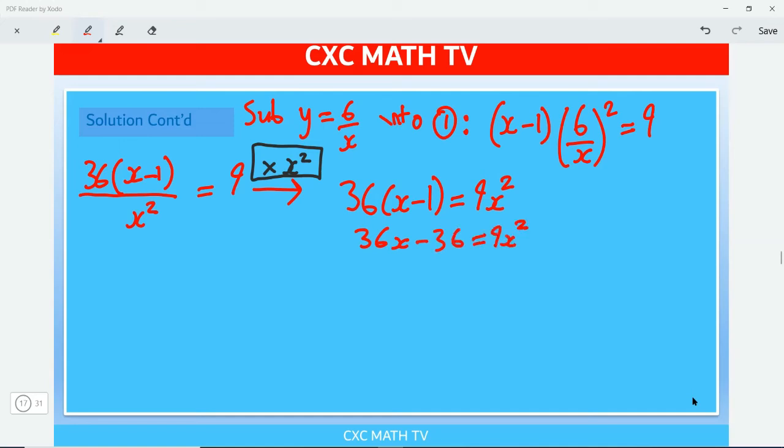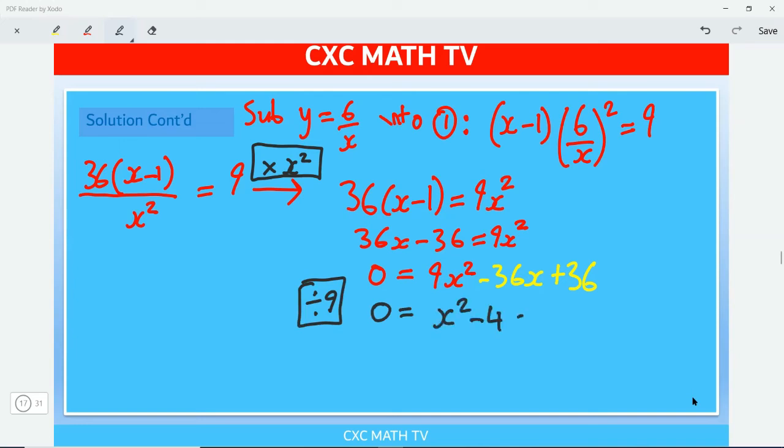We can bring everything to one side to make the left side 0. And so we're going to have 9x squared, bring over, this becomes minus 36x, bring over the minus 36 here to become plus 36. That's our quadratic equation. We can then divide through by 9 just to make the equation pretty. Dividing through by 9, we're going to have 0 is equal to x squared minus 4x plus 4.